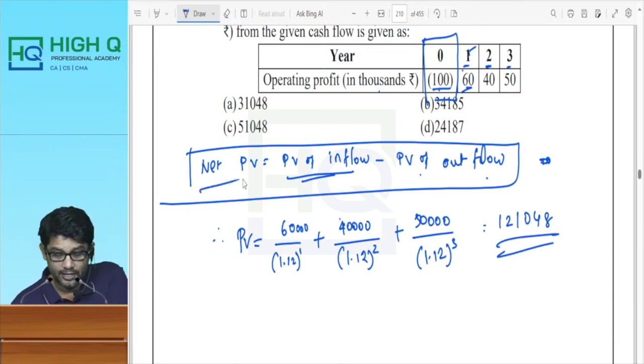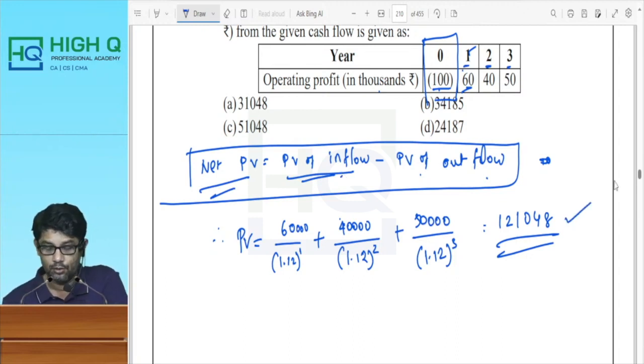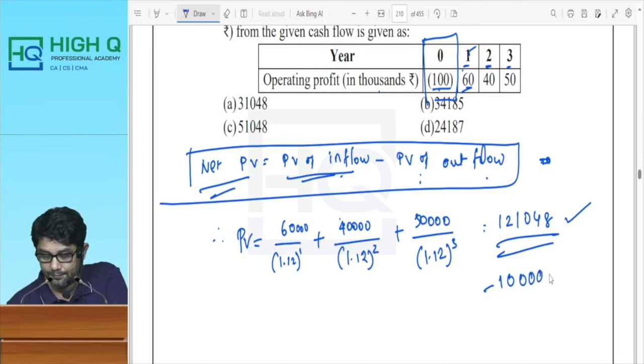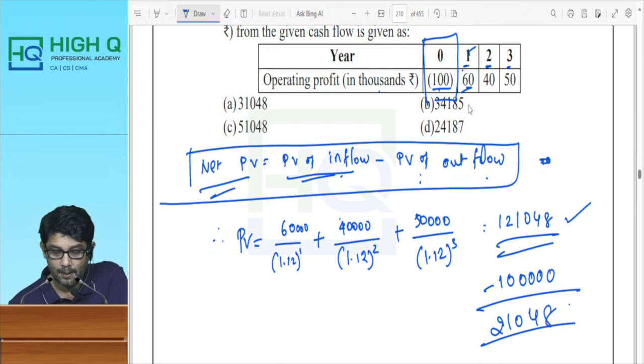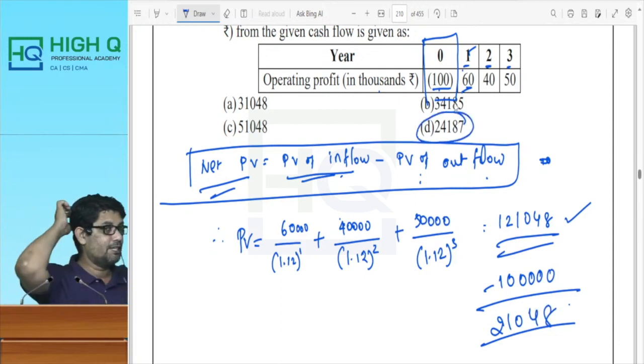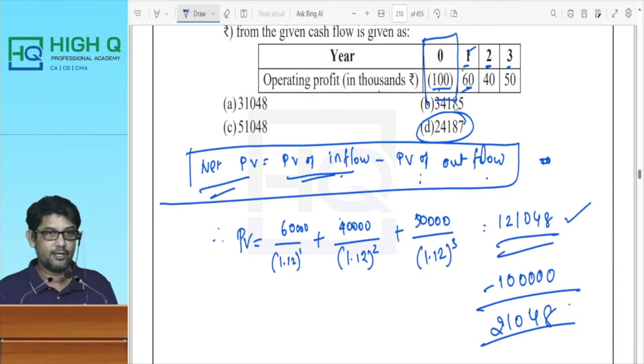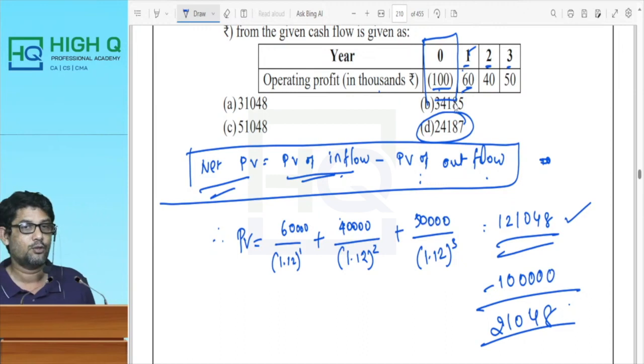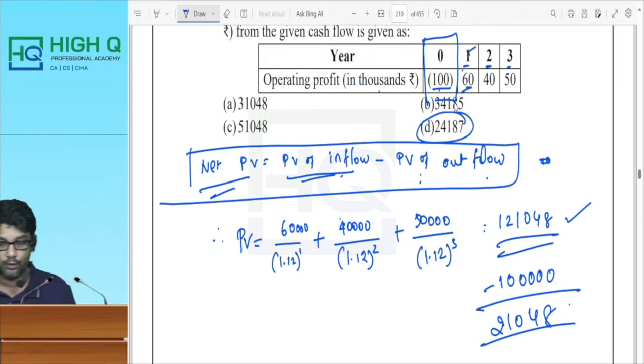121048. So net present value is equal to present value of inflow minus present value of outflow. What is it? 1 lakh. So my answer is 21,048, my dear. Approximately 24,187 is a nearer answer, but in the question paper it is given. Here they only ask you to find the nearest value. The nearest value is 24,187, which is closer to 21,048. But the answer is 21,048.